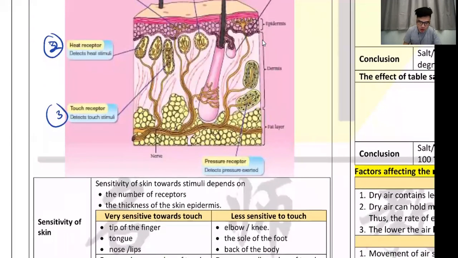All right, and then the lowest one would be your pressure receptor. This is the least important. Pressure receptor does something like this. When something is present on your skin, like when you are carrying something, oh, you see, this is heavy. That's your pressure receptor. So we have 5 receptors here according to 4 layers.